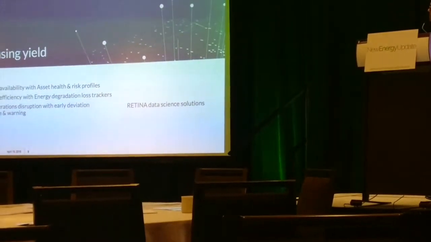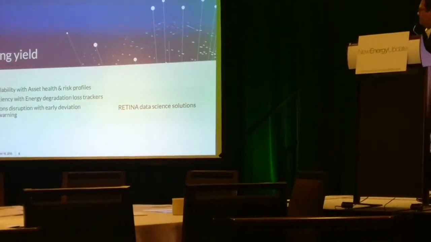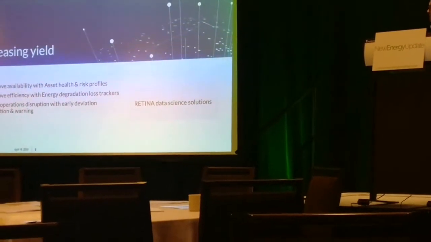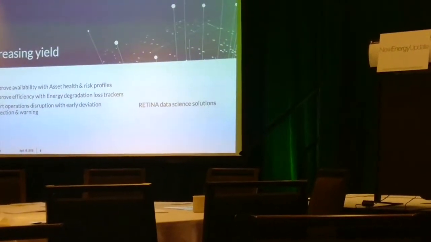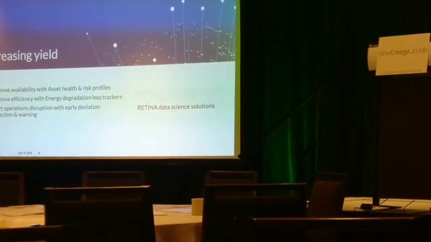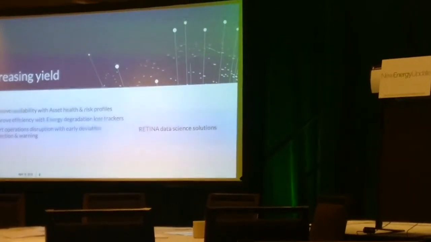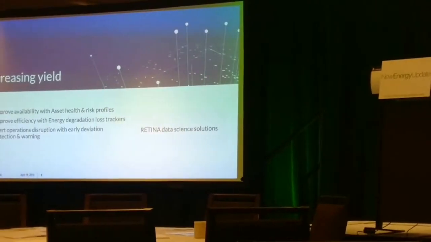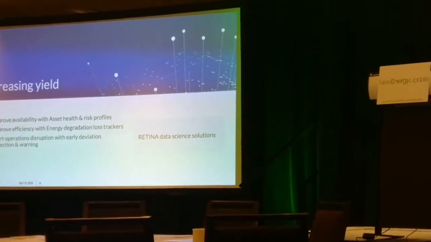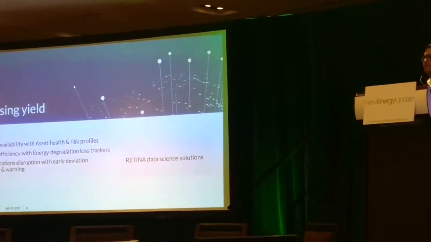So this is a reflection of the earlier slide. If you have to increase your yield, then you have to increase your availability of the asset. You have to improve your efficiency, and in between these two, any deviations that can occur in your parameters are something that we need to notify you so that you can act on it. And all this is done through our RETINA data science solutions.